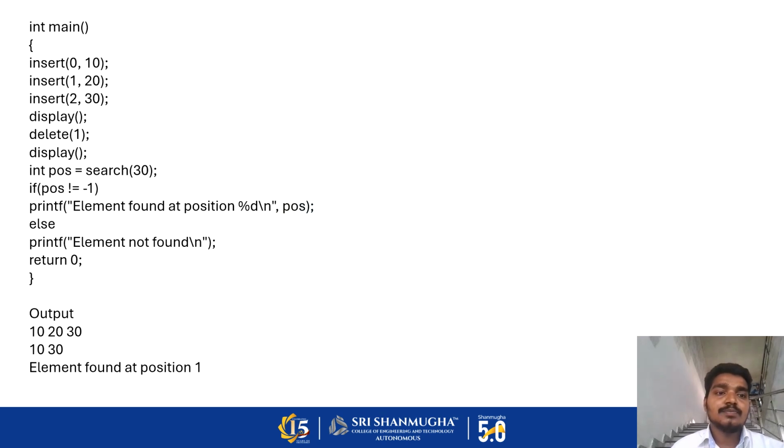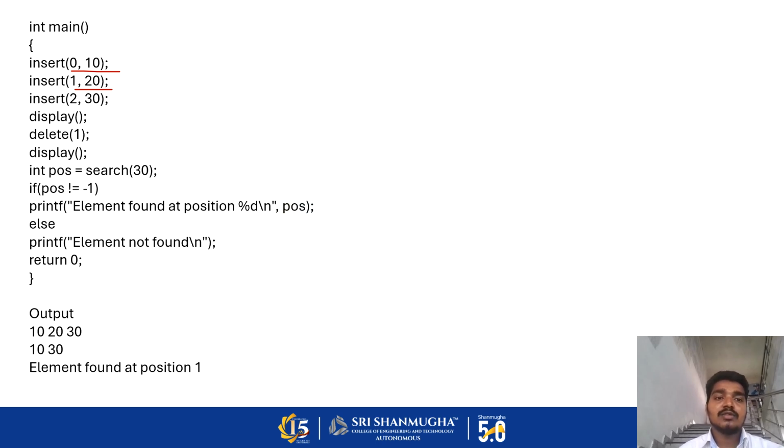So next we see the main function. The main function works as the head of the program. So int main initializes the main function. We can see these kinds of operations: insert, display, delete. So we insert the value at the 0th position, 10. Index 0 is called the first position, with the value 10. Next, insert at index 1, the second position, the value 20. Insert at index 2, the third position, the value 30. Then you can display the values.